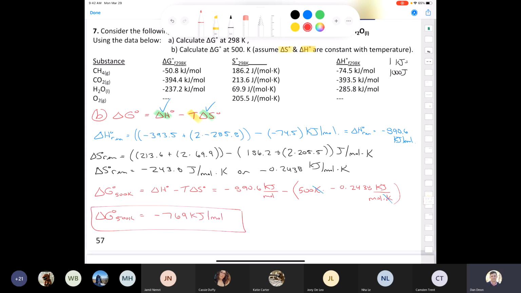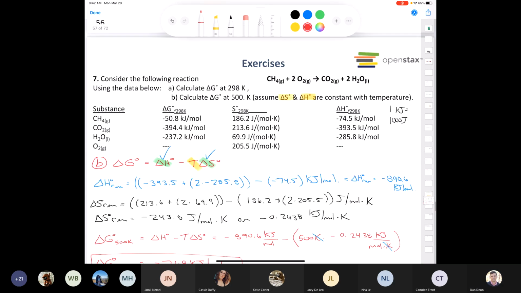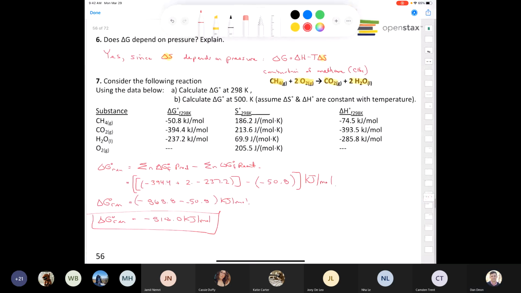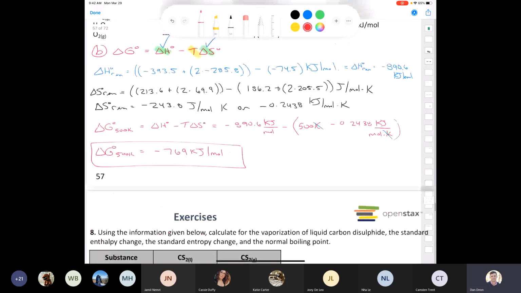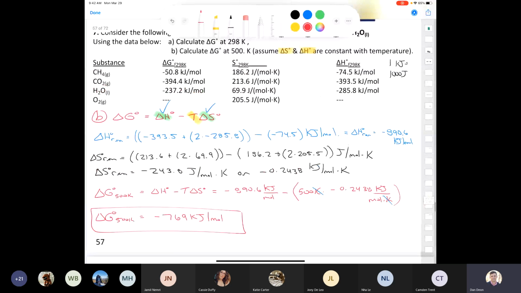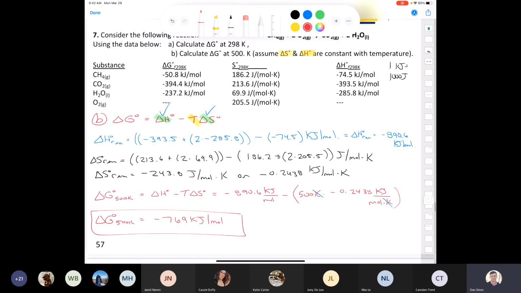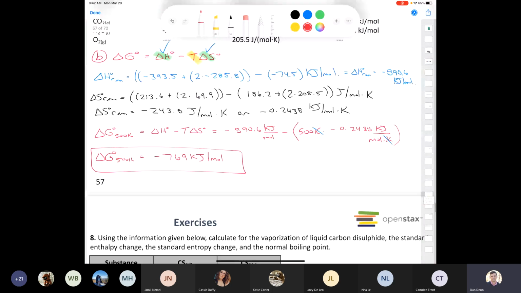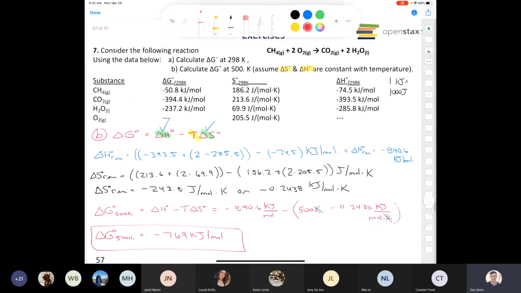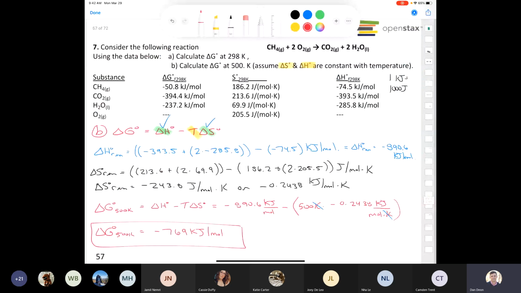All right. And so at 298, I had my delta G as being negative 818 kilojoules per mole. And then when I jack up the temperature, you see that I get negative 769 kilojoules per mole, like that. All right. Well, with that in mind, let's move on and try questioning. Any questions about question number 7 before we move on to another question?